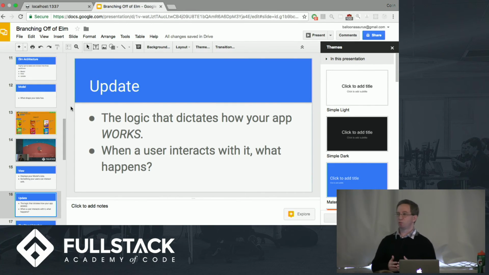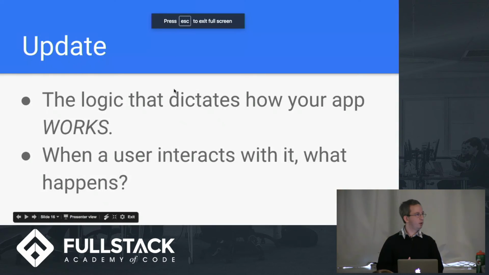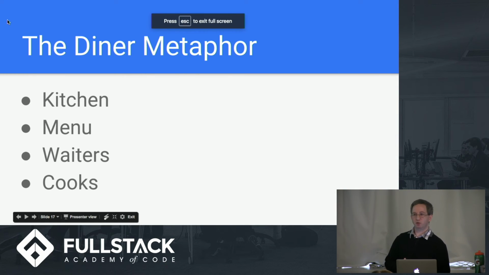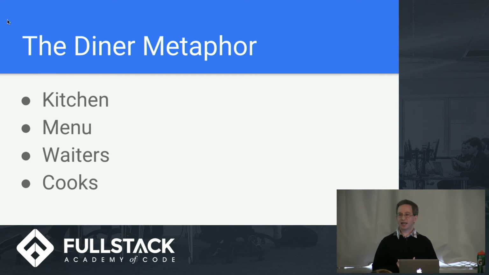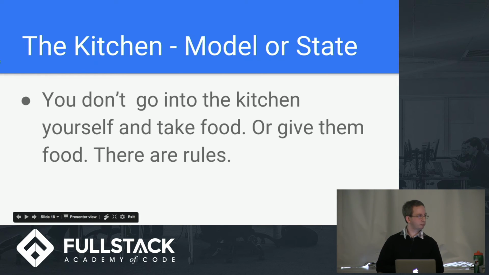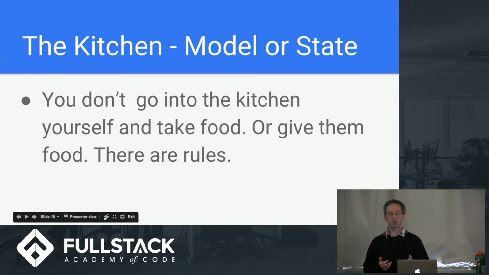When I explain Redux, I like to think of it with a diner metaphor. This helps to highlight what Redux is like and some of the differences between Redux and Elm. So in our diner metaphor, we have a kitchen, we have a menu, we have waiters, and we have cooks. Now, the kitchen is your model or state.